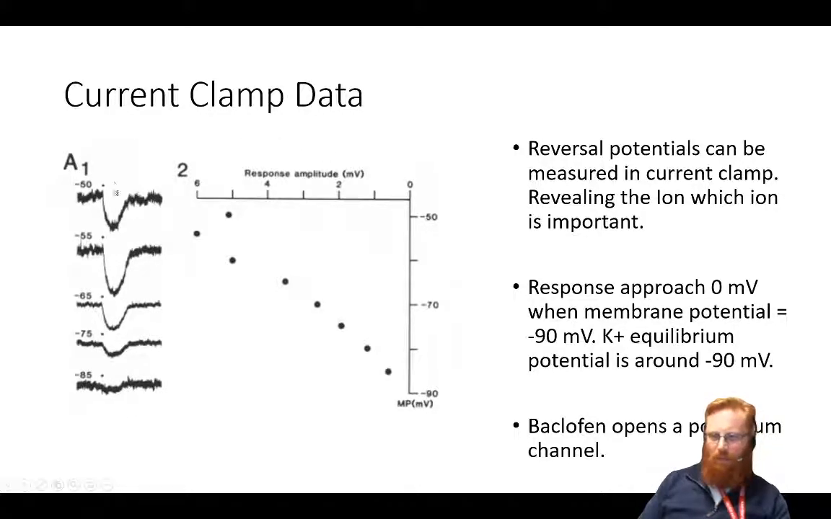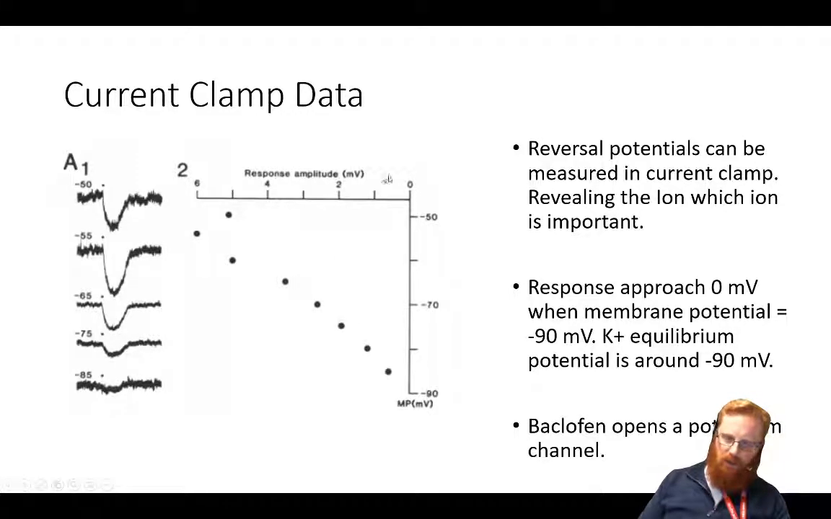So here they are puffing on, just applying a little bit of baclofen to the cell. And when they are at minus 50, they get a hyperpolarization, minus 55 hyperpolarization. By minus 65, the hyperpolarization is getting smaller. By minus 75, it's getting very small. And by minus 85, it's hardly there. And so they've plotted this in a slightly funny way.